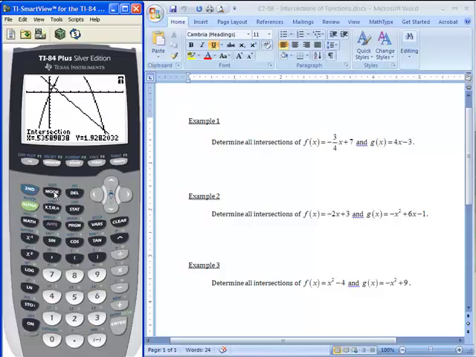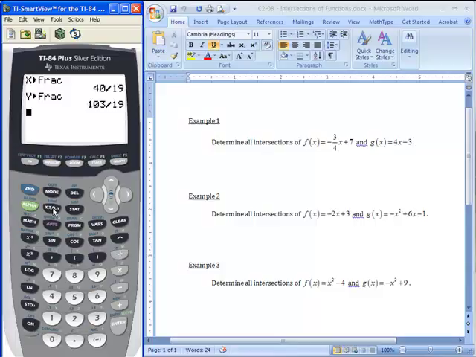So we'll press second and mode to quit back to our calculation screen. And I'm going to press X and math. I'm going to choose option 1 to convert to fraction and press enter.